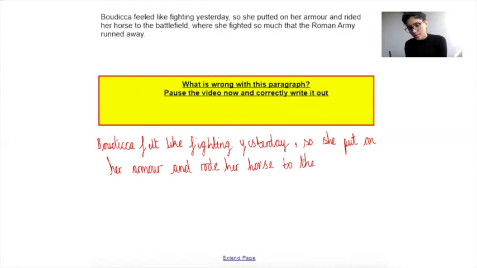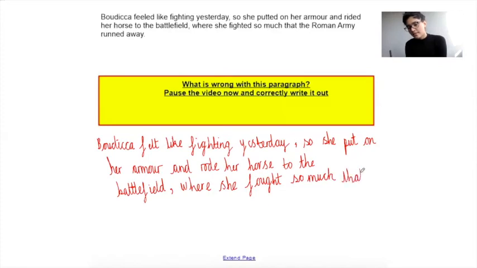to the battlefield. And then comma, where she, now we need to change fighted into the past tense, where she fought so much that the Roman army, now we need to change run into the past tense, which would be ran away.